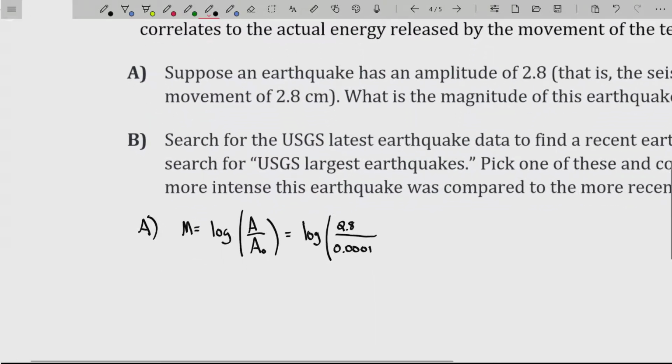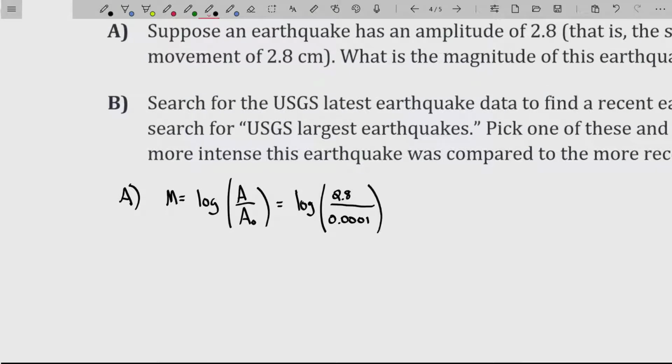No, that's right, 0.0001. And then you just grab a calculator. There's no need to compute out 2.8 divided by 0.01 by hand. Some people will expect you to, but you don't have to do all that. You just grab a calculator. So I'm just grabbing a calculator.